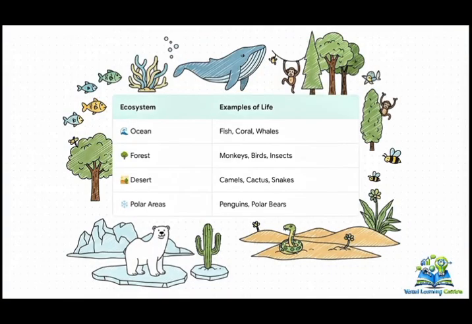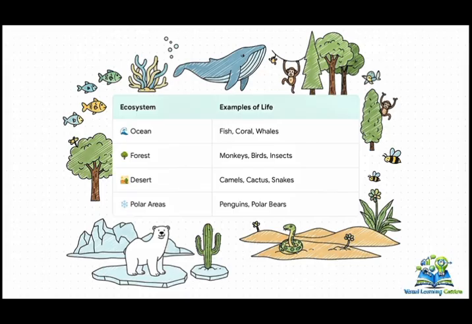This is such a great snapshot, isn't it? Every one of these environments has its own unique set of rules, and life has evolved to play the game. In the oceans, you've got everything from tiny coral to massive whales. In forests, it's a bustling city of monkeys, birds, and insects. Deserts demand specialists, like camels. And even in the freezing cold polar regions, life finds a way with animals like polar bears that are perfectly built for the ice.